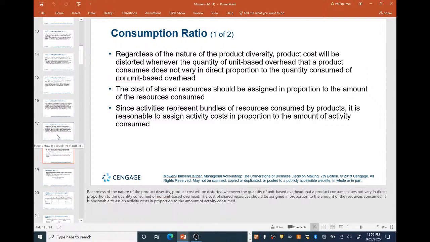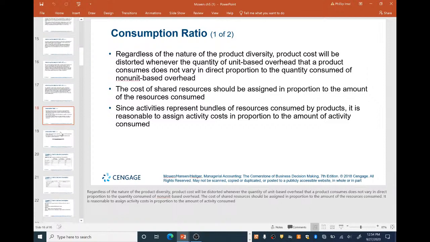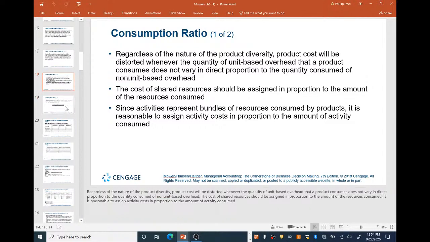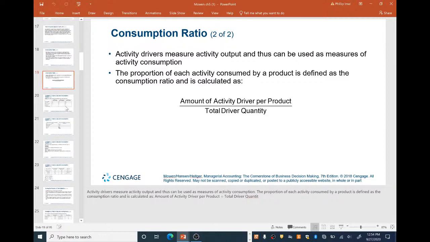Since activities represent bundles of resources consumed by products, it's reasonable to assign activity cost in proportion to the amount of activity consumed. So once again, it's just telling us that we need to allocate it accordingly to the weight.